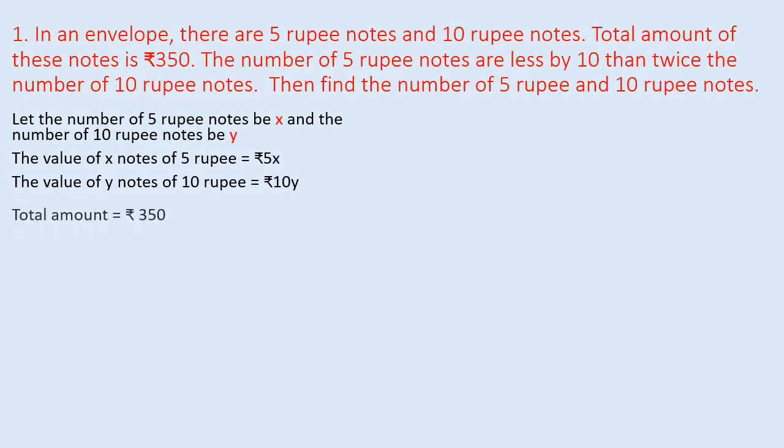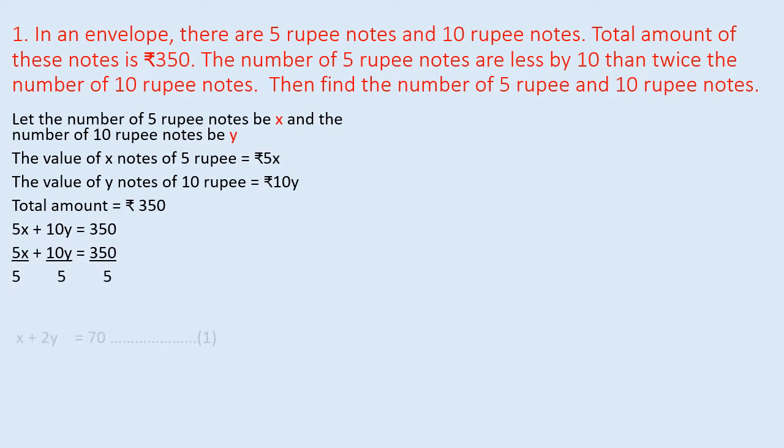Since the total is 350 rupees, the equation will be 5x plus 10y is equal to 350. But this can be reduced. If you see, 5, 10 and 350 are divisible by 5. So we are going to divide all of them by 5 and reduce this equation. When 5 is divided by 5 you get 1, when 10 is divided by 5 you get 2, and when 350 is divided by 5 you get 70. Okay, so this is our first equation.